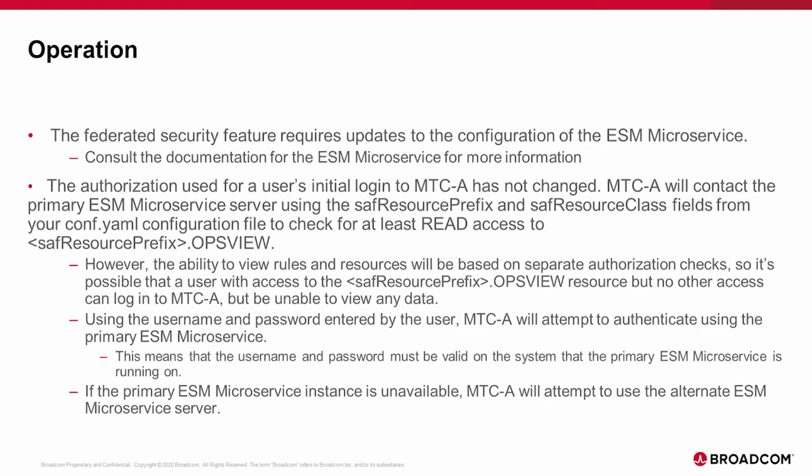Using the username and password entered by the user, MTC-A will attempt to authenticate using the primary ESM microservice. This means that the username and password must be valid on the system that the primary ESM microservice is running on. If the primary ESM microservice instance is unavailable, MTC-A will attempt to use the alternate ESM microservice server.